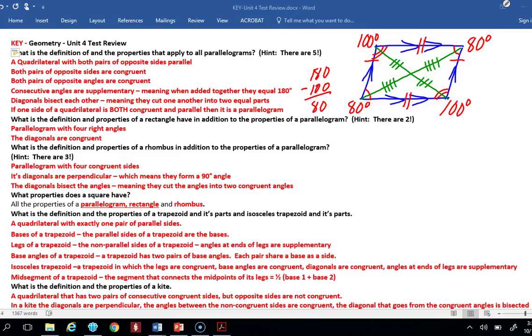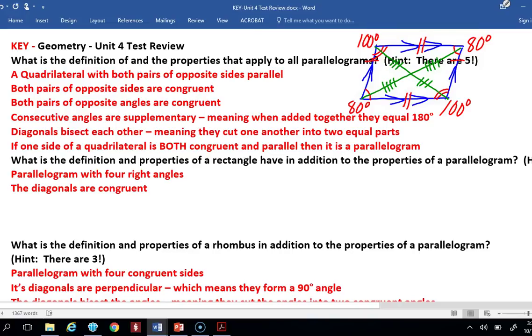The last property that we have up here for a parallelogram is that if one pair of sides is both congruent and parallel, then it's a parallelogram. So now the next thing we're going to talk about is a rectangle. So the first thing we have to realize about a rectangle is, by definition, it's a parallelogram again with four right angles. So a rectangle is still a parallelogram, but it has four right angles.